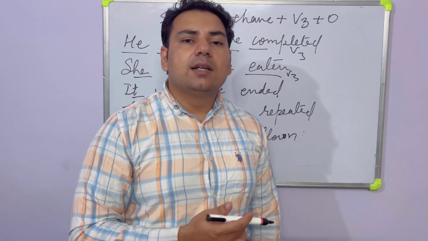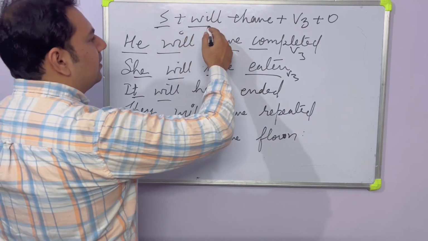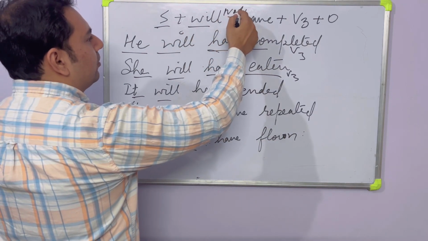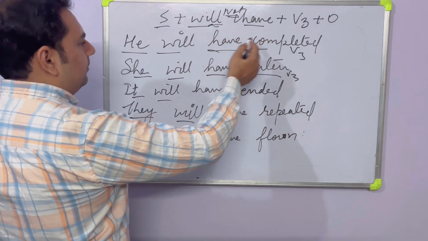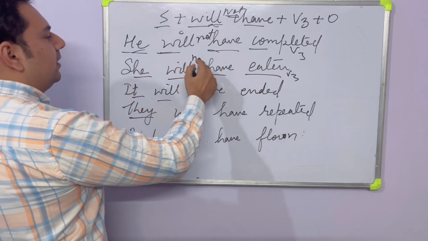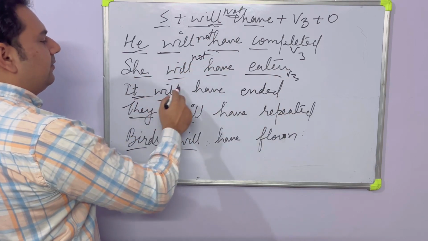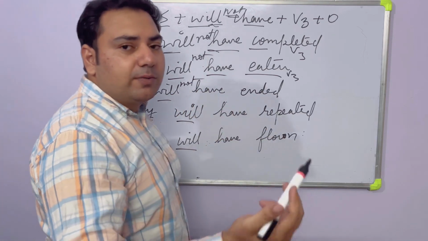Now let's make the negative one. They are also very easy. Subject plus will, okay, and then not, okay. So will not have. He will not have completed. She will not have eaten. It will not have ended. They will not have repeated. This is how you can create the negative one.